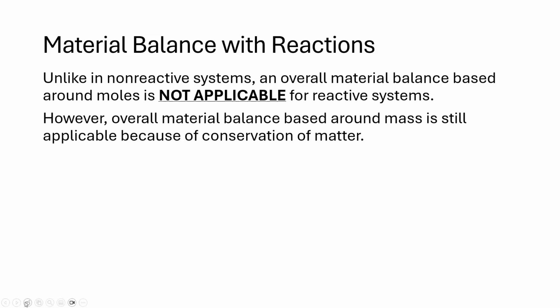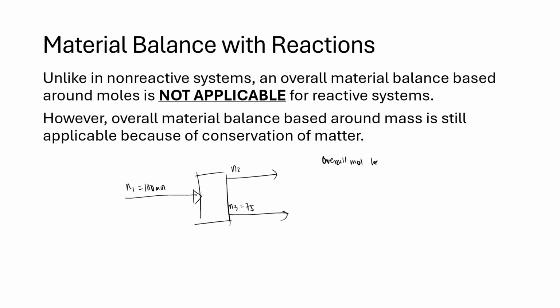Diba? Before, for example, this is a distillation column. There's moles entering here, and then there's moles exiting. Let's say 100 moles here, and then this is 75 moles. We can say previously that we can do an overall mole balance. It's just simply N1 equals N2 plus N3. But in reactive systems, we cannot do this.